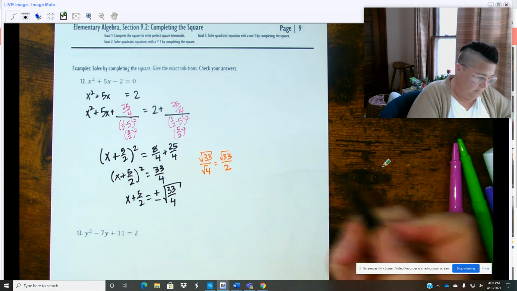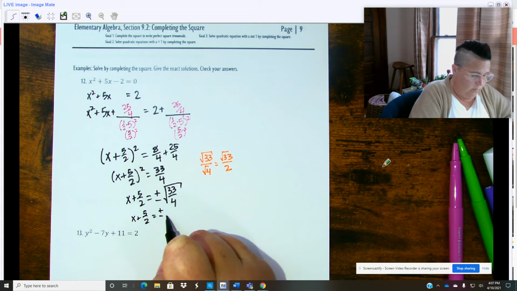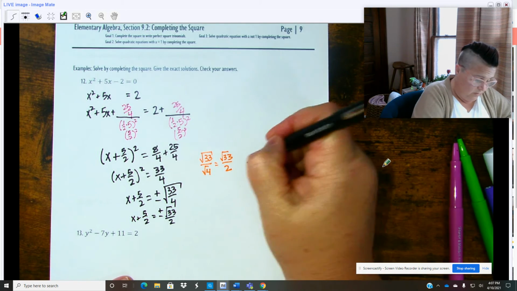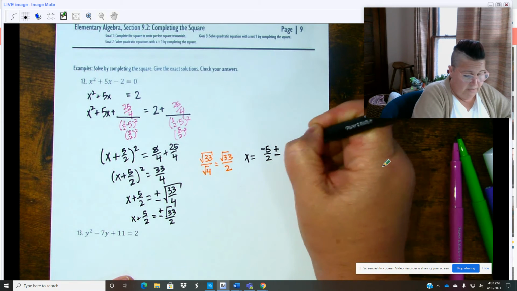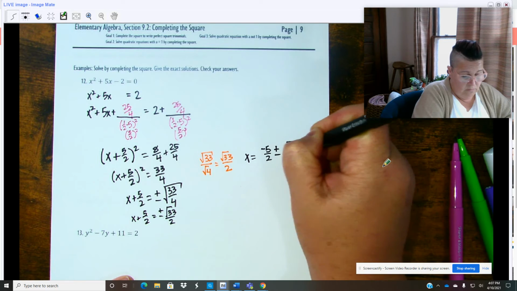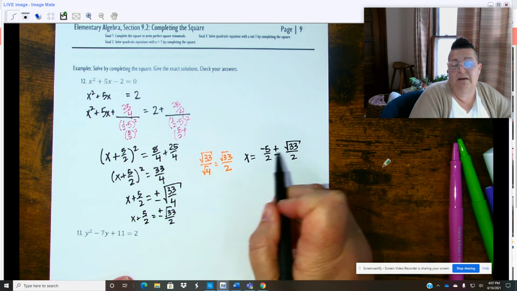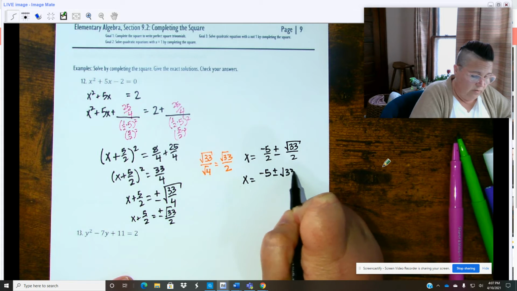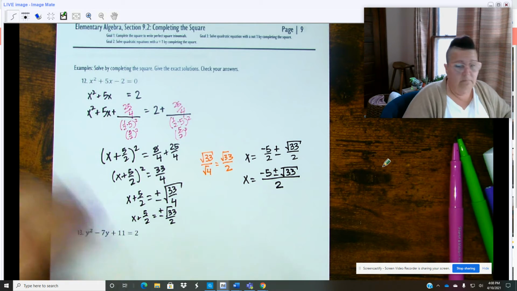So this means that x plus 5 over 2 is equal to plus or minus the square root of 33 over 2. Not quite done. I still need to isolate the x. So I want to subtract 5 over 2 from both sides. So x would be negative 5 over 2 plus or minus square root of 33 over 2. I could simplify this one step further because I do have a common denominator here. So our x would be negative 5 plus or minus the square root of 33 all over 2. Beautiful.